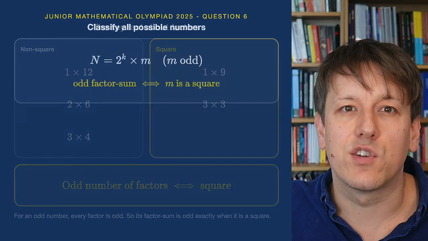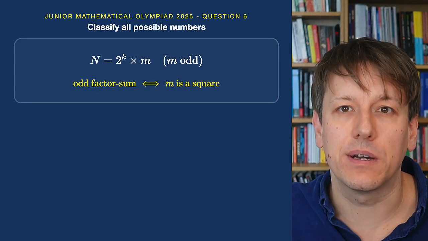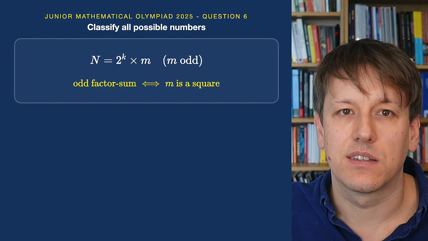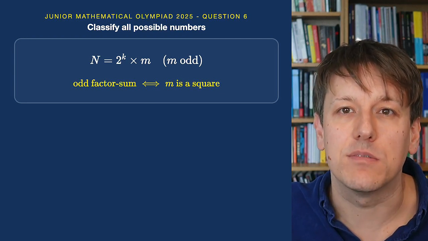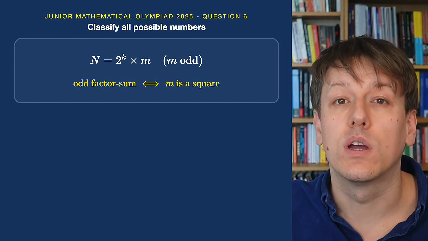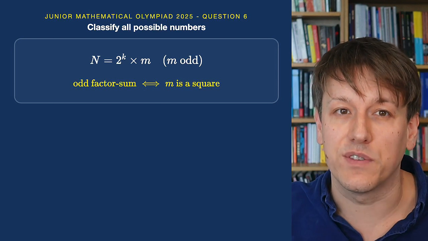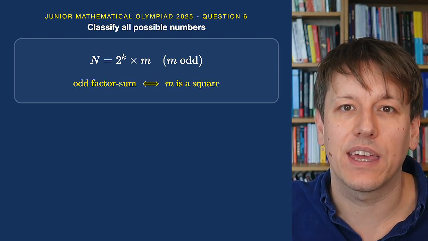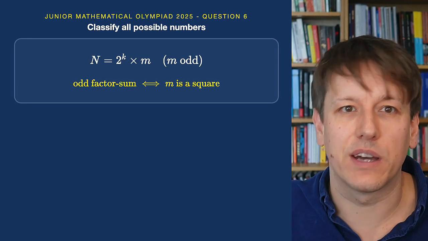And for a general number n, let's write it as a power of 2 times an odd number. So the even factors don't affect whether the factor sum is even or odd. So we need that odd part to be a square. Therefore, the numbers we want are powers of 2 multiplied by square numbers. They are the only sorts of numbers that can work here. It's got to be an odd square number multiplied by 2 or 2 squared or 2 cubed or 2 to the 4.